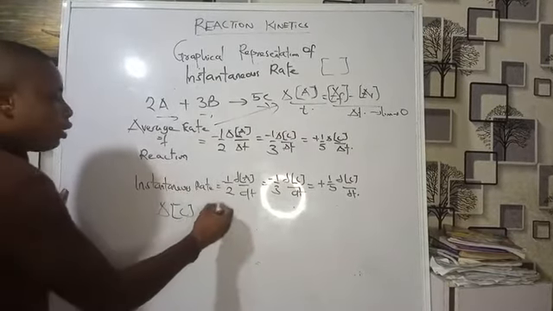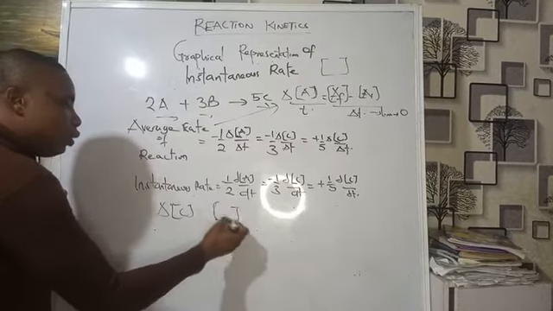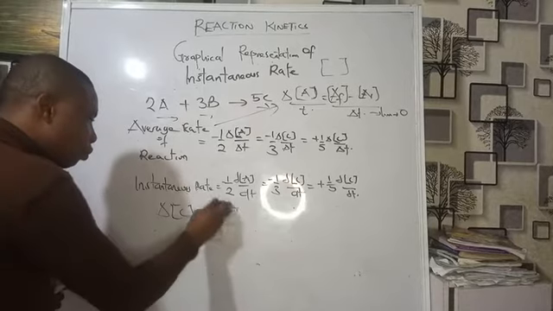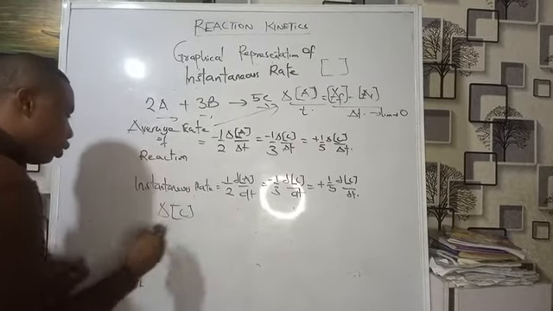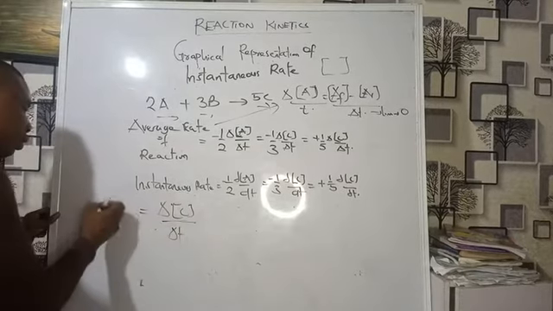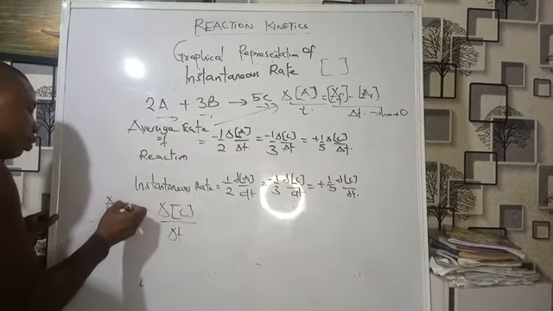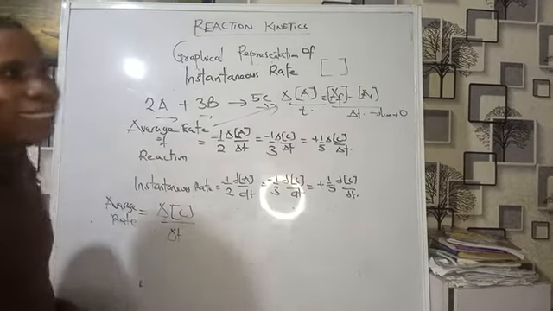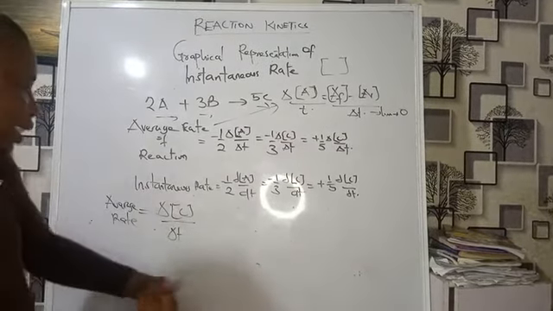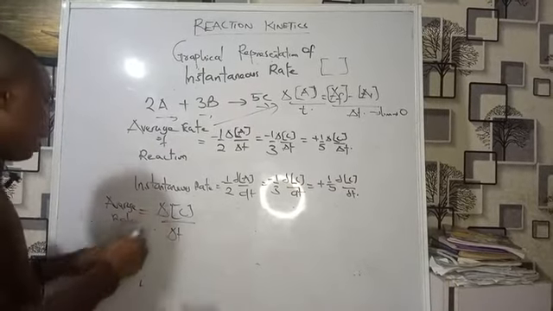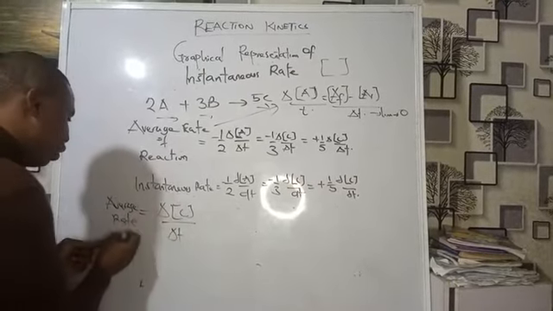Now these square brackets signify concentration. You have to know that. So now the change in concentration of C divided by time. This is the average rate. What do we mean by this? We are looking at an extended time, at the whole reaction. So this is the average rate of C.